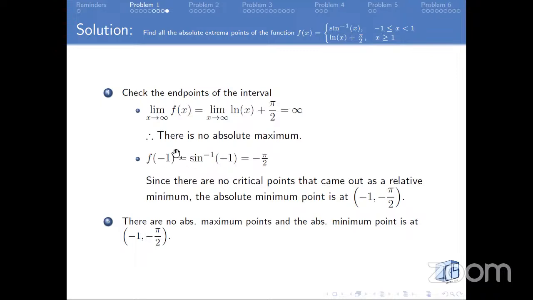Tapos naman sa f of -1, ang magiging inverse sign of -1, so magiging -5/2 siya. So since there are no critical points that came out as a relative minimum, the absolute minimum point is at -1, -5/2. Also there are no absolute maximum points, and the absolute minimum point is at -1, -5/2.